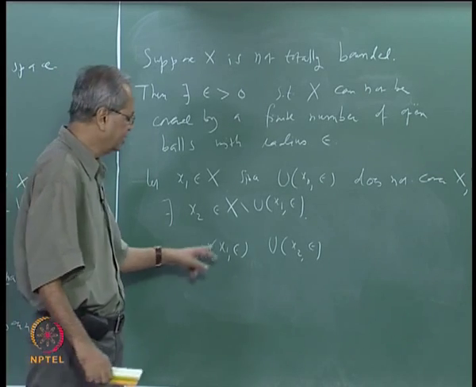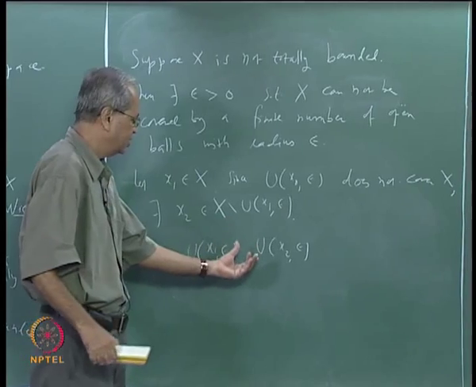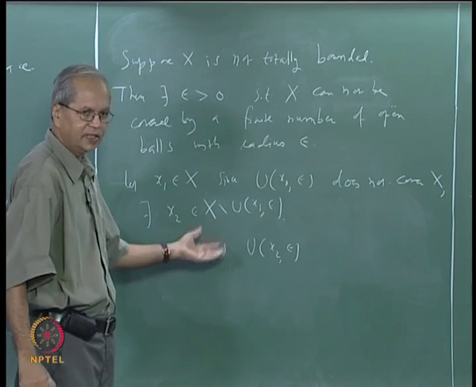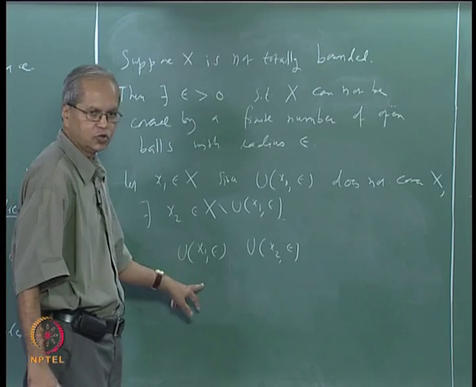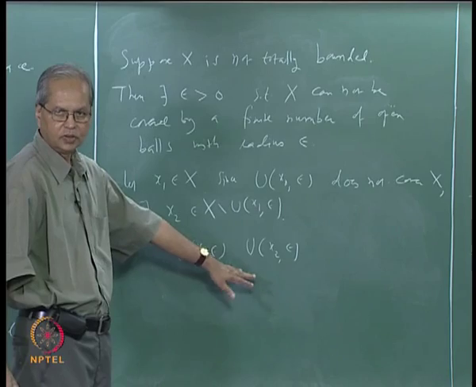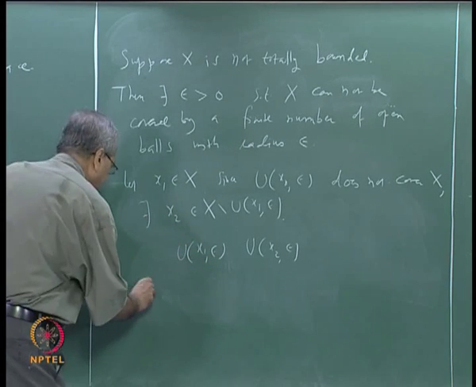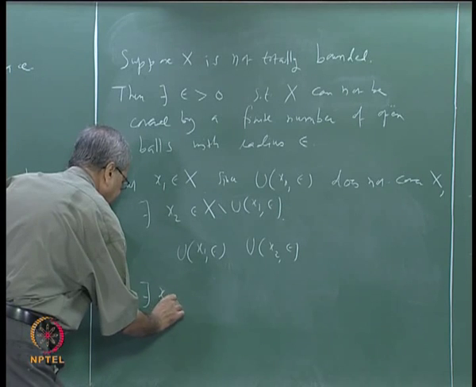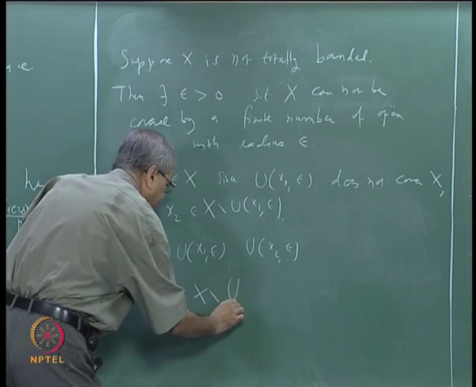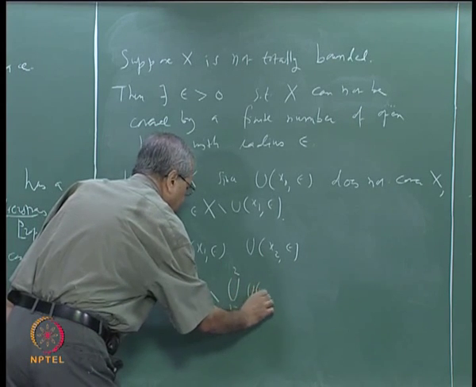By the same argument: since U(x1, epsilon) and U(x2, epsilon) are a finite number of open balls that does not cover X, there must exist x3 which is outside the union of these two balls. So there exists x3 in X minus the union, j going from 1 to 2, of U(xj, epsilon).